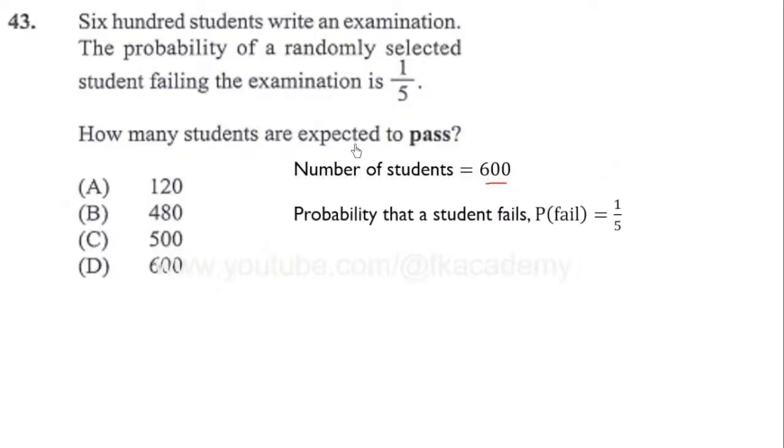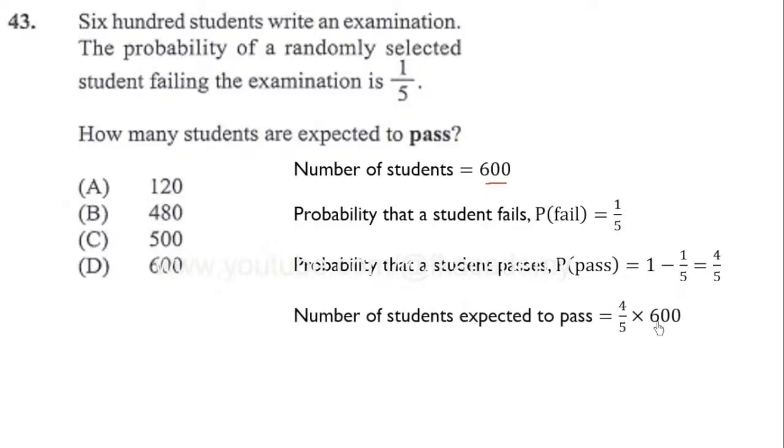So we know that probability, the total should be equal to 1. Therefore, we need to find the probability that a student passes, which should be 1 minus 1 over 5, and this is the same as 5 out of 5. 5 minus 1 is 4 over 5. So that is the probability that a student passes.